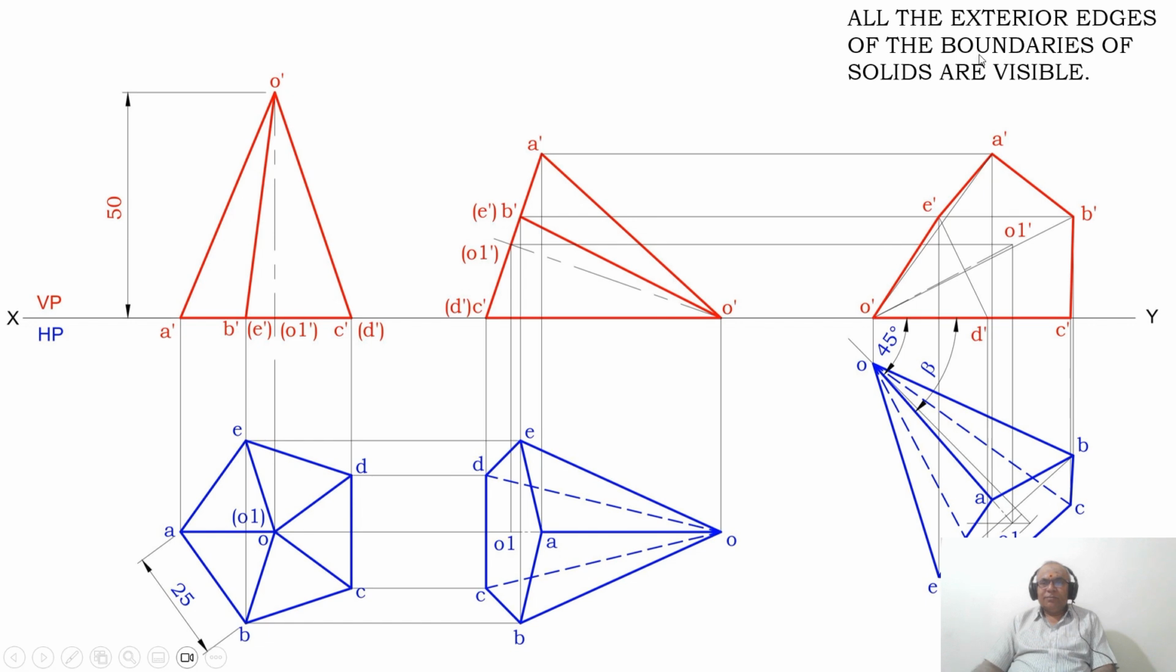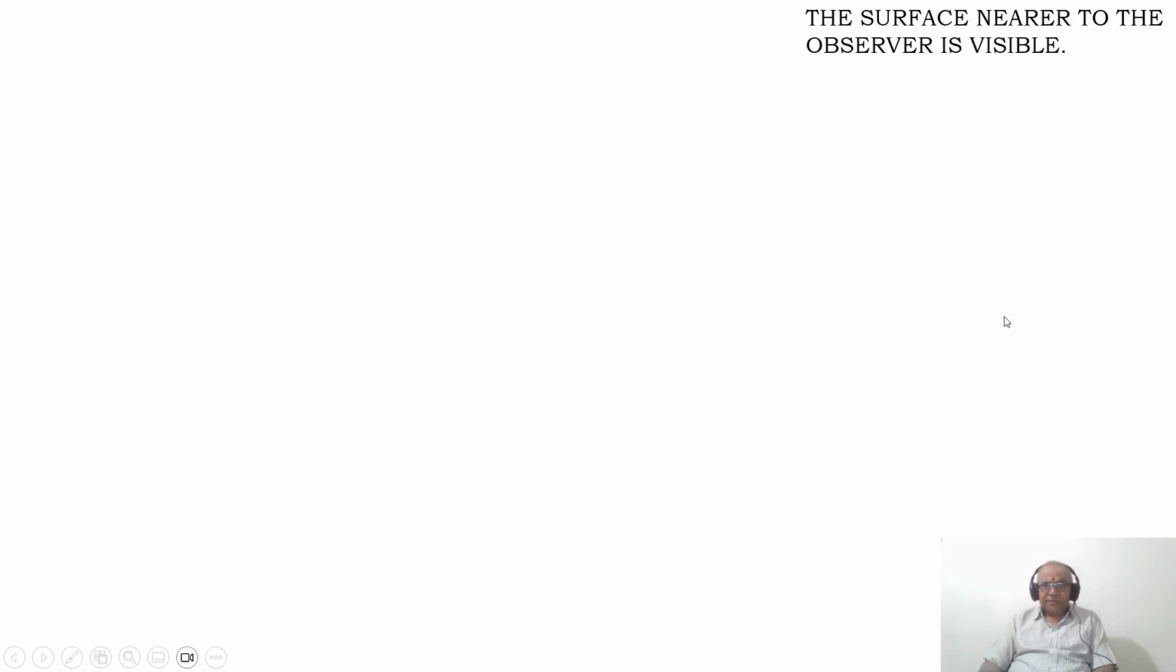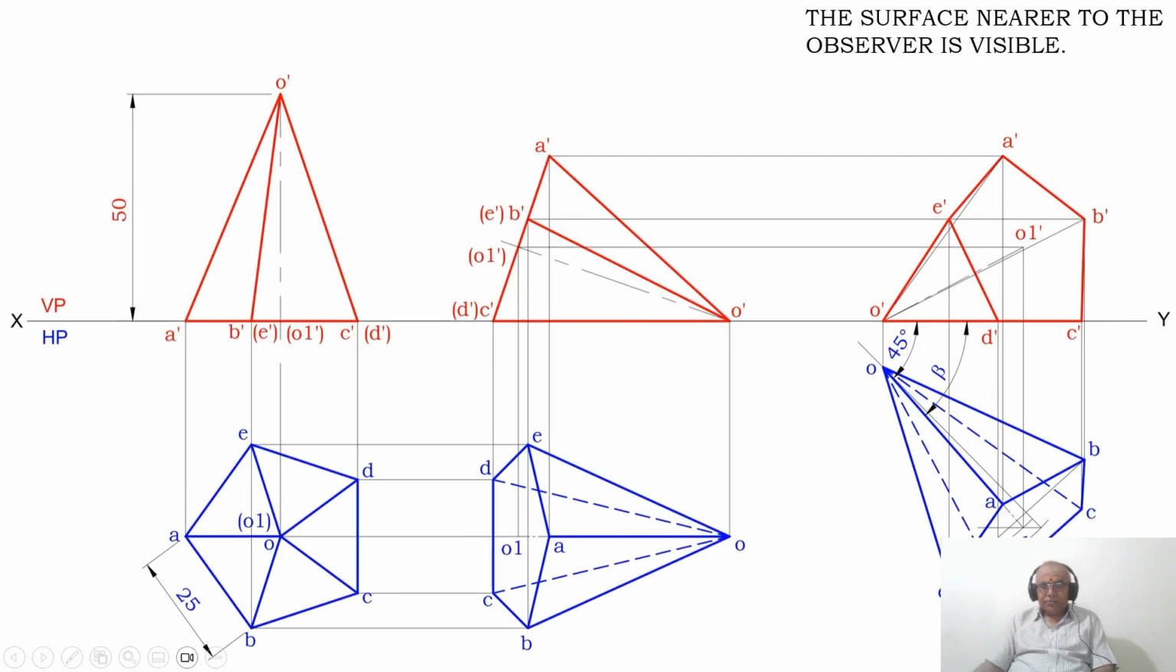All the exterior edges of the boundaries of the solids are visible. That means O dash to C dash, C dash to B dash, B dash to A dash, A dash to E dash and E dash to O dash are drawn with a dark line, because these lines form the exterior edges of the boundaries of the solid. Then the surface near to the observer is visible. As you look from the front view, this entire surface ABCD is near to the observer. So A dash is already visible. You dark between E dash and D dash. So the entire pentagonal surface becomes visible.